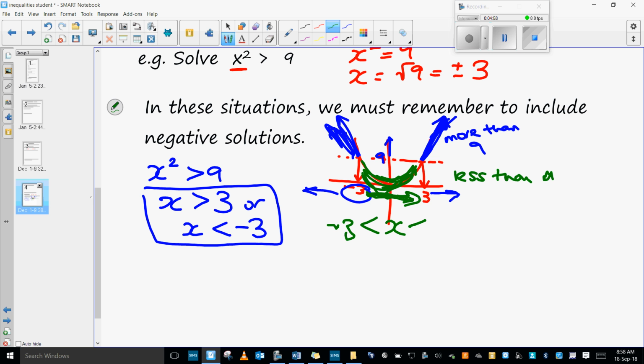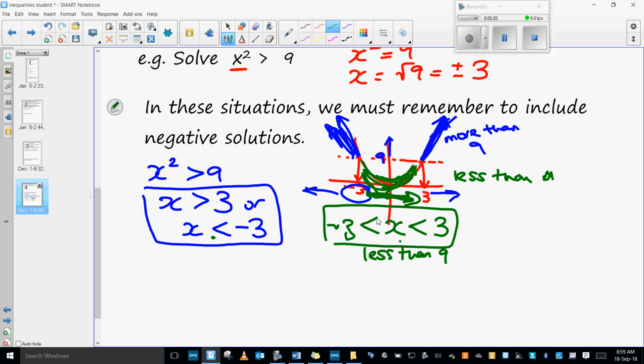Remember, our x goes in the middle, our variable goes in the middle, and our arrows always point left. So that would be if we were solving less than 9. The negative and positive values are the same for both of them, but you have to establish, is it this situation or is it this situation?